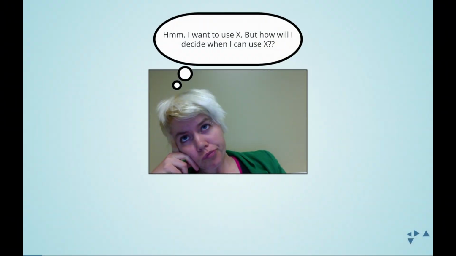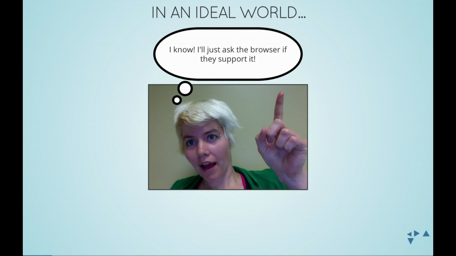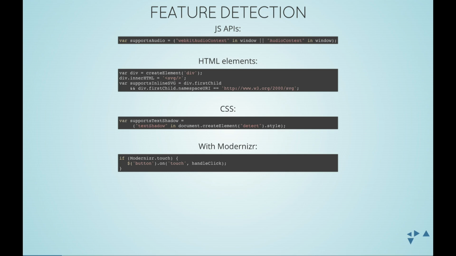So what do we do? We think to ourselves, all right, I want to use this feature, but first I need to see if it's supported. How should I do that, right? The obvious thing to do is to ask the browser, hey, I want to use this feature. Do you support that, right? And we do that via this technique that we call feature detection, right? And we have various ways of actually doing feature detection. So here are some examples, right?